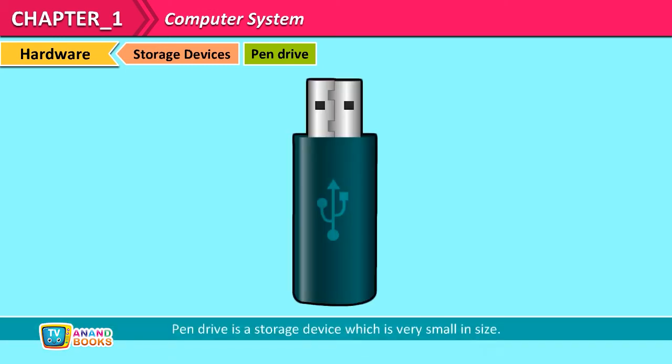Pen drive. A pen drive is a storage device which is very small in size. It can easily be carried in a pocket or bag. A pen drive can be used to store and transfer data from one computer to another. It can store even more data than a DVD does.